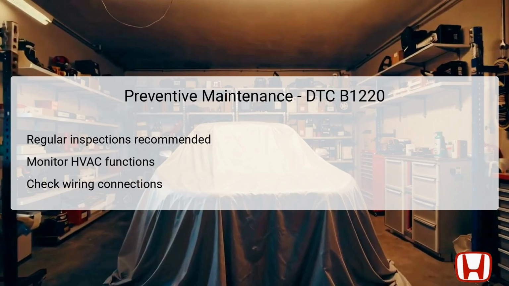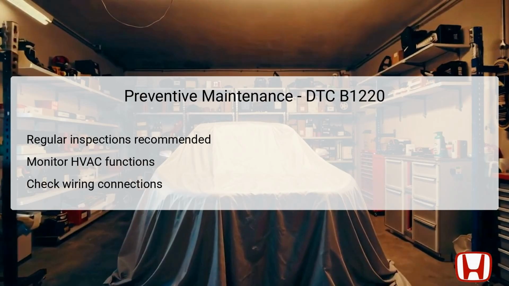Preventive maintenance is crucial in avoiding issues like DTC B1220 from arising in the future. Routine inspections of the HVAC system can help detect problems early before they escalate. It is recommended to frequently monitor the functions of the climate control system to ensure smooth operation. Checking wiring connections and harnesses for wear or damage can also be beneficial, especially in vehicles frequently exposed to harsh weather conditions. Proactive maintenance not only extends the life of these components, but also ensures a consistently comfortable cabin environment, enhancing overall driving satisfaction.